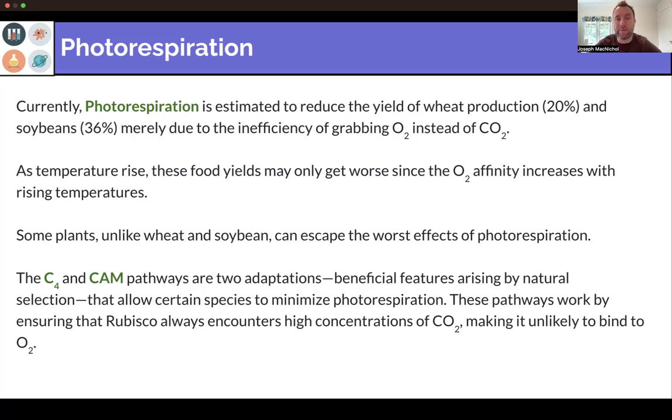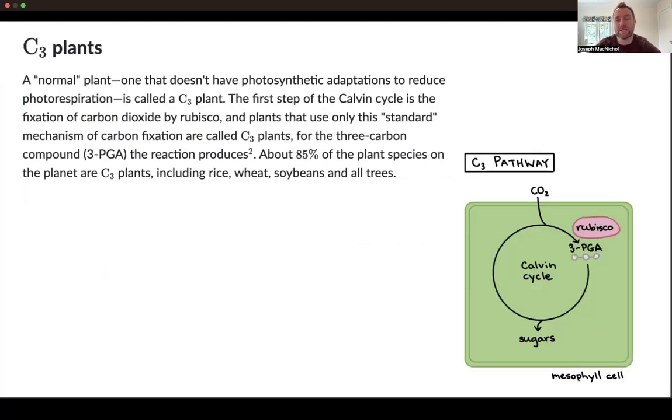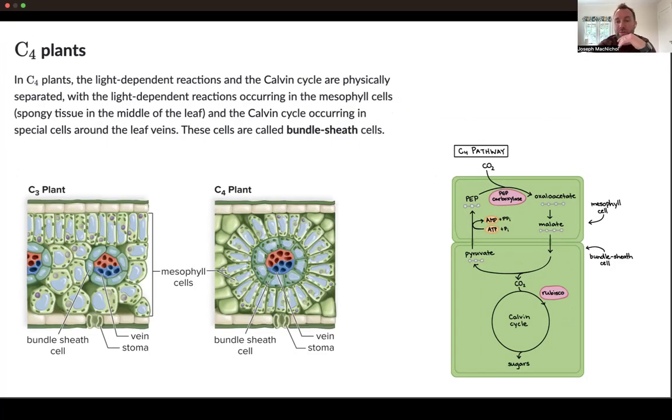Luckily, there are two adaptations that help plants get around this that have evolved over time. They're called a C4 and a CAM pathway. The typical pathway that we see is called a C3 pathway, and it's a C3 pathway because we make a three-carbon molecule when we do carbon fixation. In fact, we make two of them, and that is going to be your glycerate 3-phosphate. So three carbon, C3, that's the normal photosynthesis pathway, the normal Calvin cycle. But some alternate pathways exist.